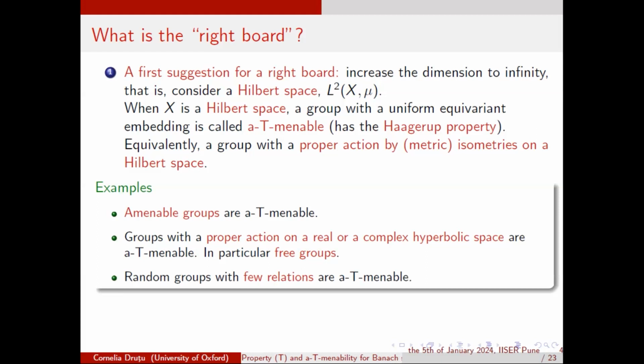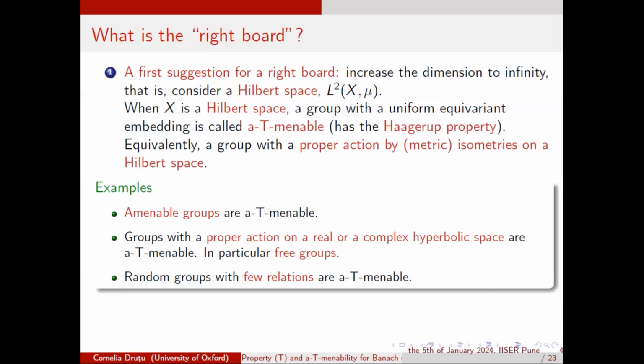There are various models of random groups, and this time we're really talking about finitely generated and in fact finitely presented groups. And if we adjust our model such that we only look at groups that have few relations by comparison to the number of generators, then the generic group is a-T-menable. So that's a good advertisement that a-T-menability is a great property, because in a certain model, the generic groups are a-T-menable.